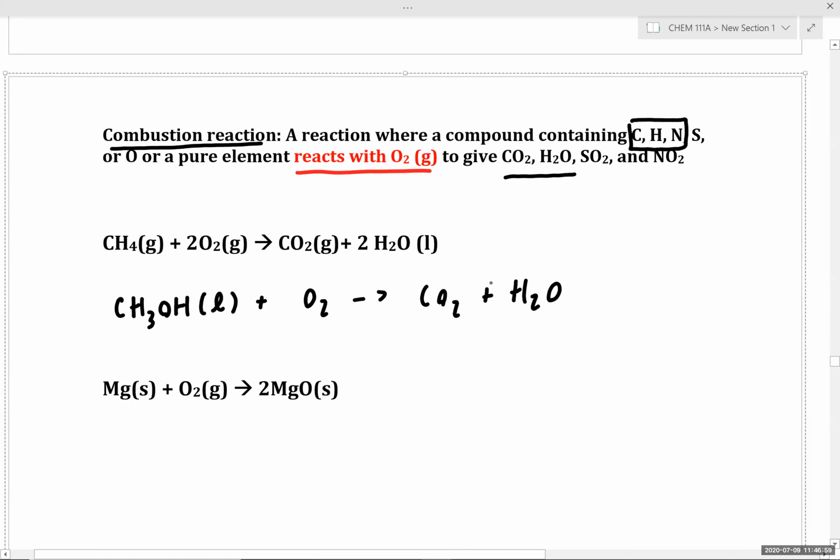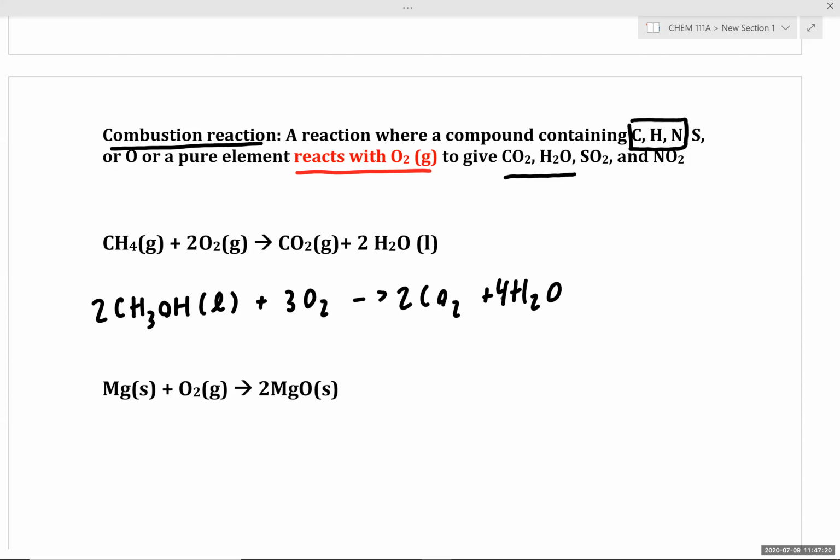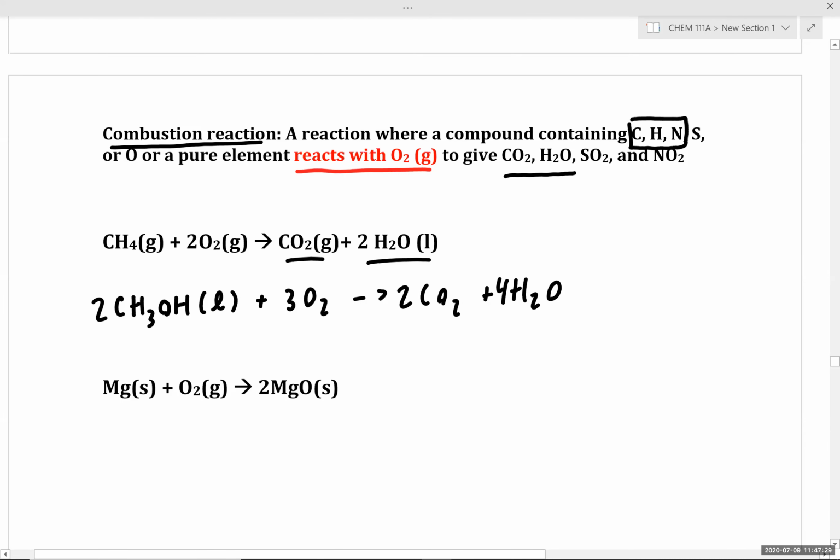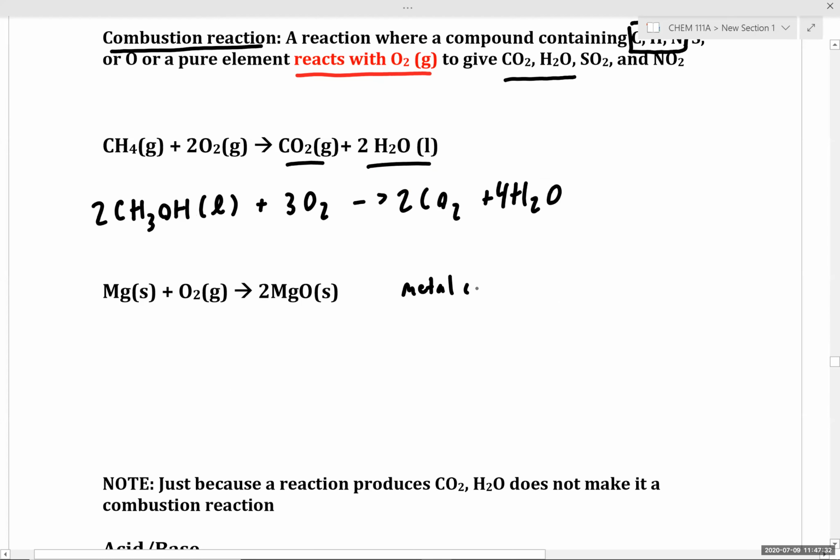Allow me one moment just to balance this equation. Here we go. So we can also subject compounds containing oxygen to combustion, and those lead to pretty interesting problems. The key thing is we are producing carbon dioxide and water as our major products. We can also subject metals to combustion in that we can take magnesium and burn it in air to generate a metal oxide.